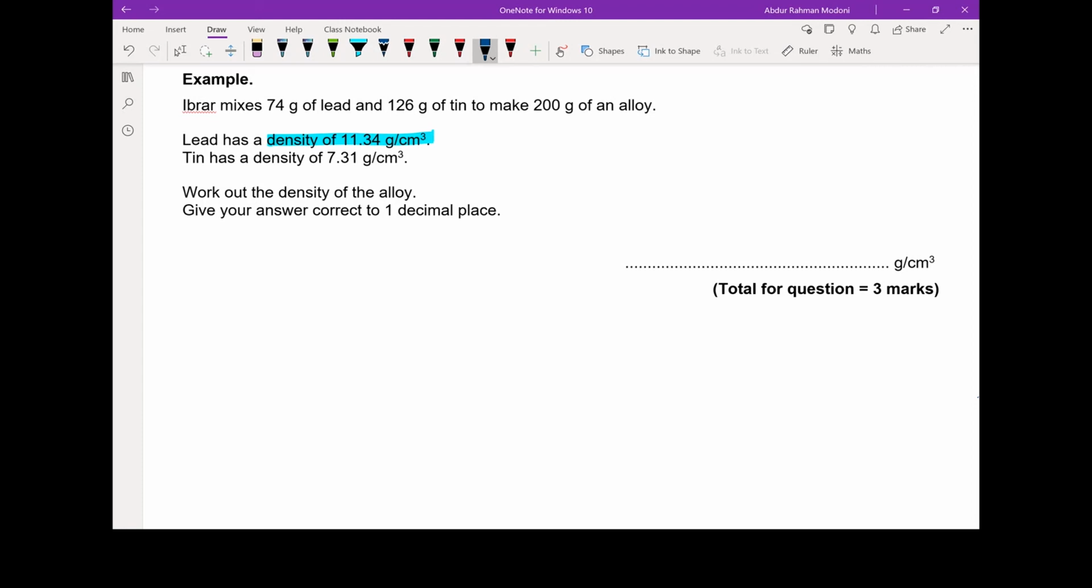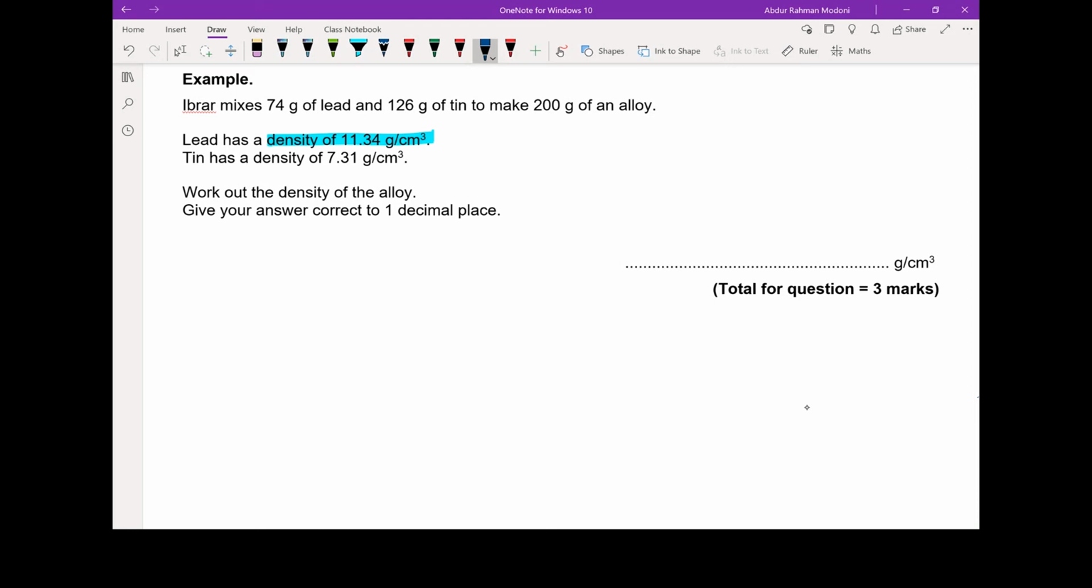It says Ibra mixes 74 grams of lead and 126 grams of tin to make 200 grams of an alloy. How we recognize this to be that compound measure question is by skim reading and looking out for those things. So we've skim read and we now know it's that. So let's go and first of all set up a particular kind of table for this. And it's all about presenting your math solution in a neat way. And these types of questions where you've got two compounds being mixed to form a third compound, it can be done using a two-way table quite neatly.